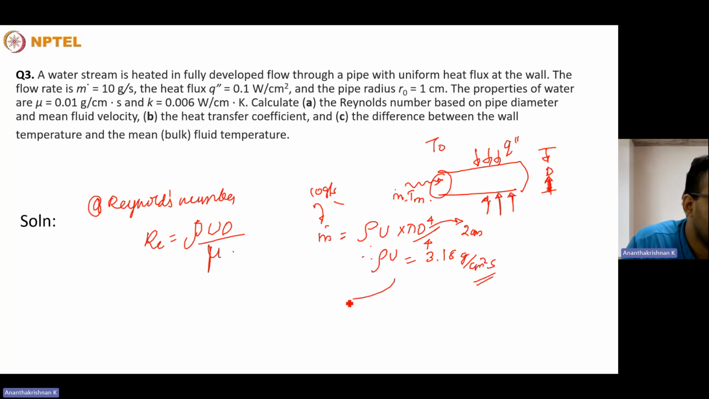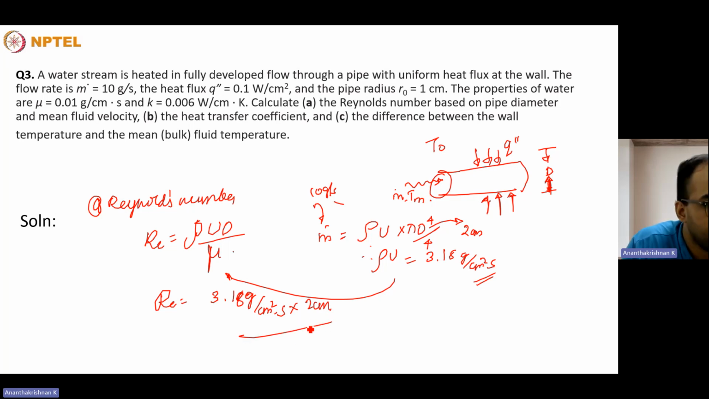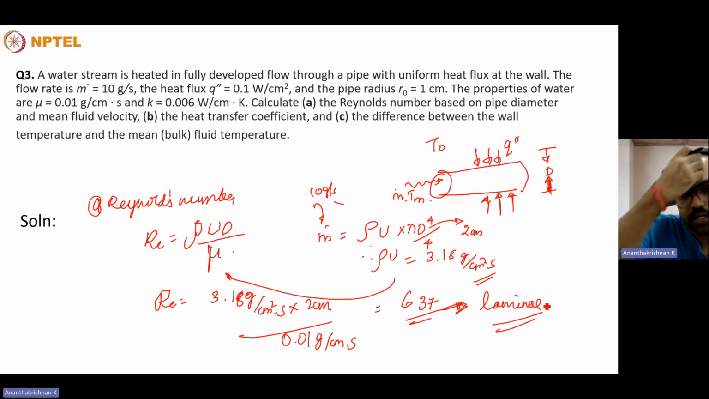Therefore, substituting this value, the Reynolds number is equal to 3.18 gram per centimeter squared second multiplied by the diameter, 2 centimeter, divided by the dynamic viscosity, which is 0.01 gram per centimeter second. Cancelling out all the units, you get the Reynolds number equal to 637. So this confirms that the flow through the pipe is laminar, since it is less than the transition Reynolds number of 2300.